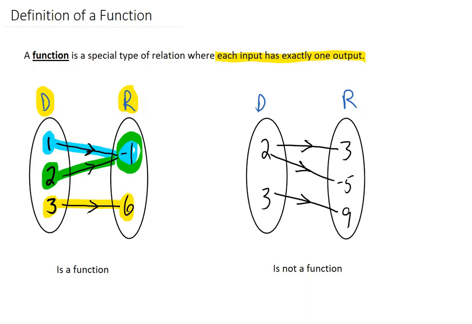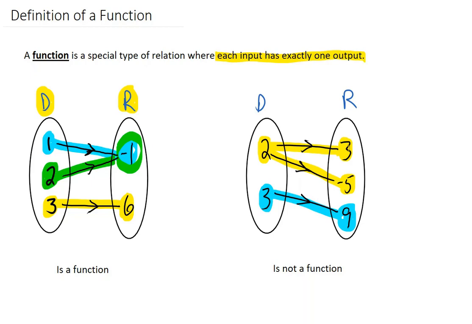When we look at what's not a function, here I'm going to start with 3. 3 has exactly one output, so it's not the problem child. But if you look at 2, it's going to 2 different outputs. And that right there is what makes the whole thing not qualify as a function.